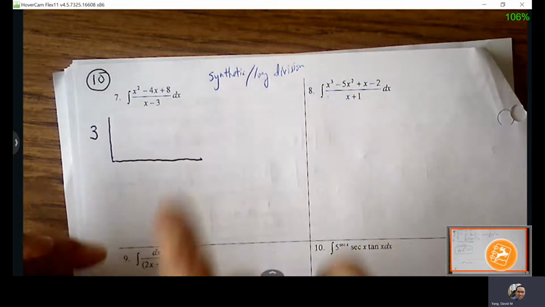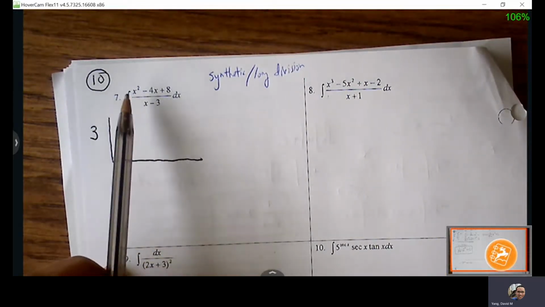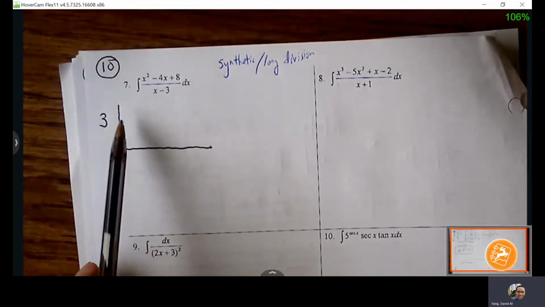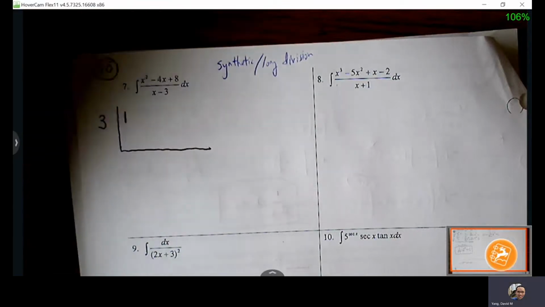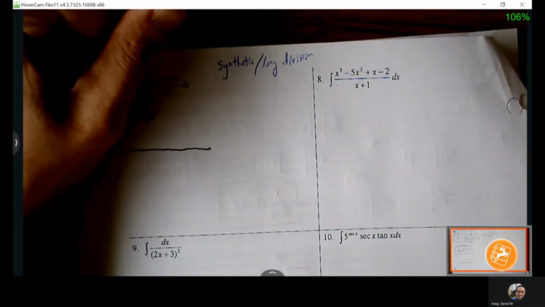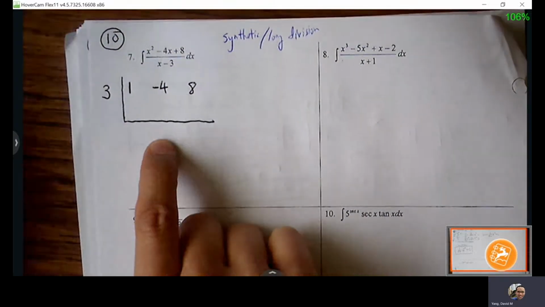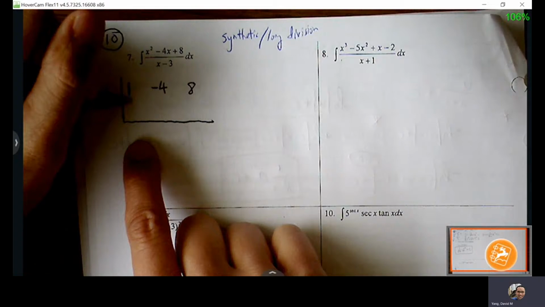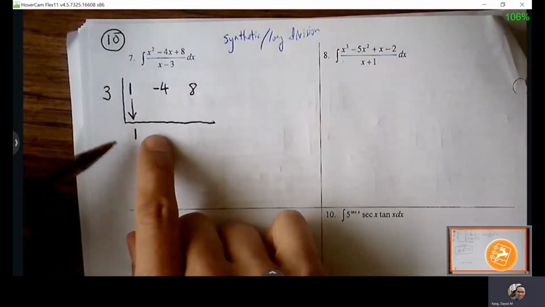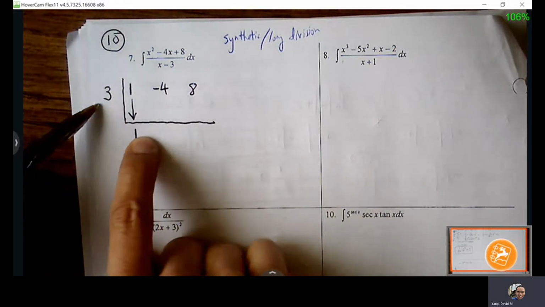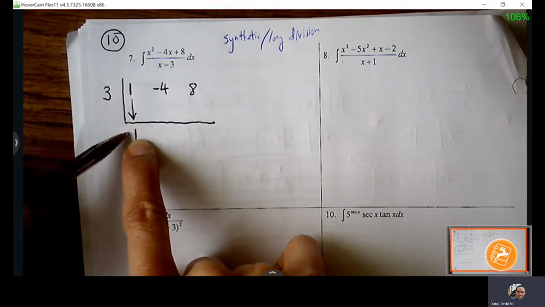And now for the first row, you're just going to put the coefficients of your dividend, okay? So don't put any variables here, just the coefficients. For x squared, I'm going to put what? 1. Negative 4x will just be negative 4, and then the 8. So first thing you do is you always bring the first number down below the line. Once your number is below the line, then you can involve the factor that you see outside here. So 3 times 1 is going to be 3.